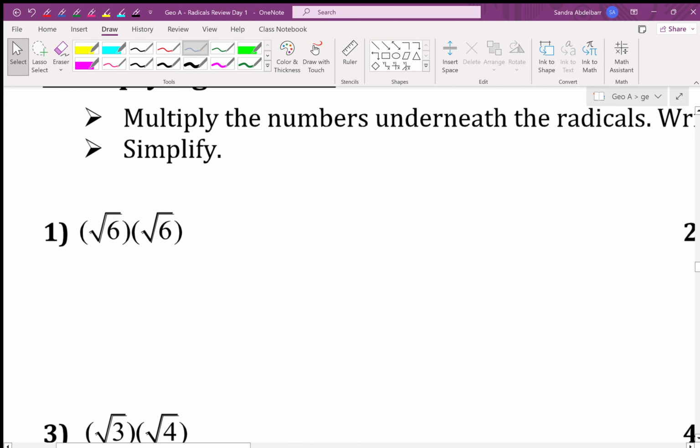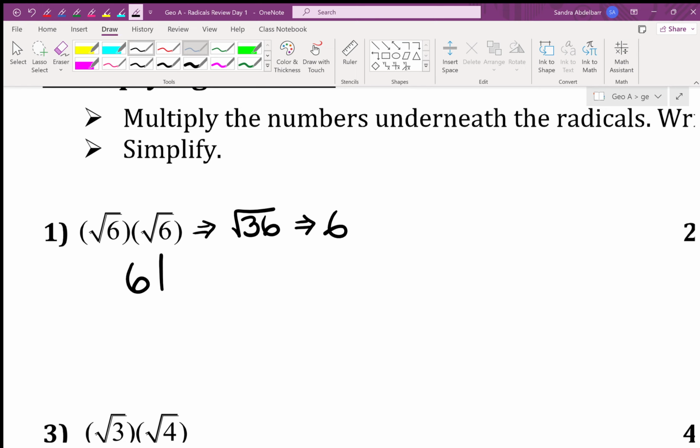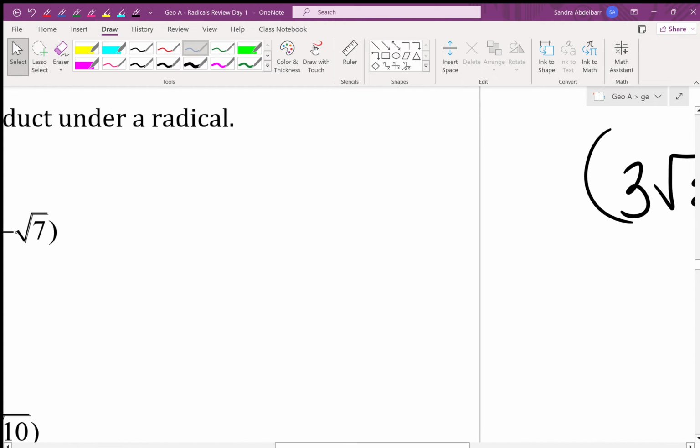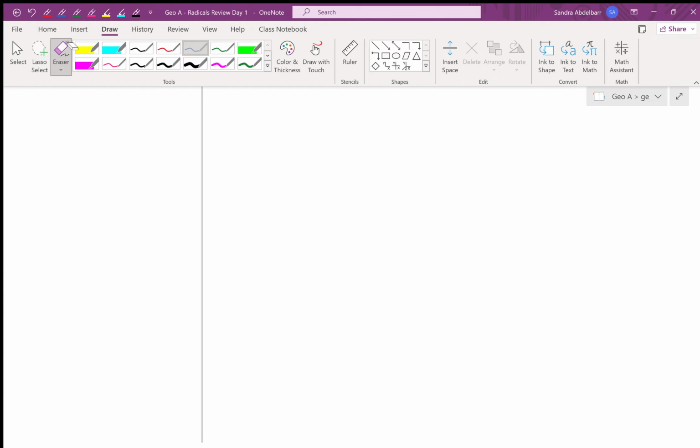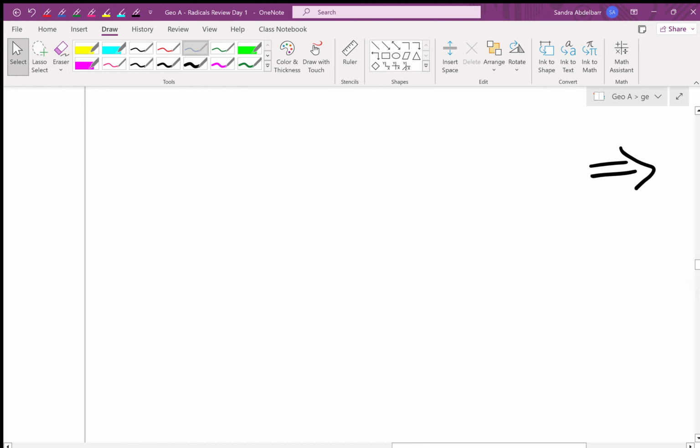All right, this first one I'm going to spend some time on. Root 6 times root 6. What's root 6 times root 6? Root 36, but what's the square root of 36? 6. So do we agree root 6 times root 6 is whole number 6? All right, this is going to play a very big part in tomorrow's lesson once we get to dividing, multiplying a radical times itself.